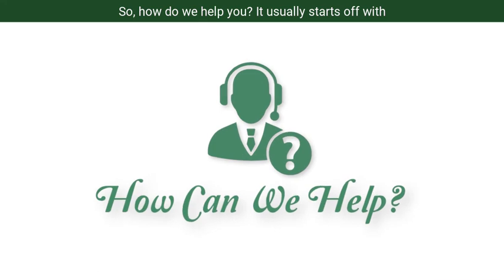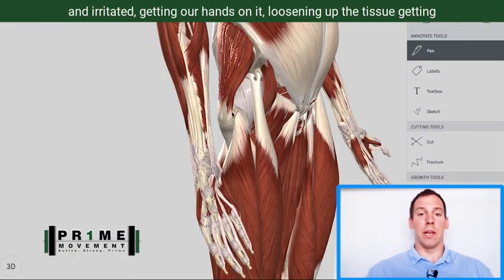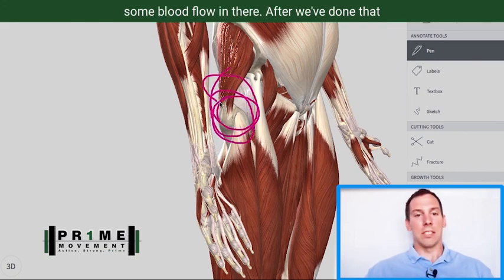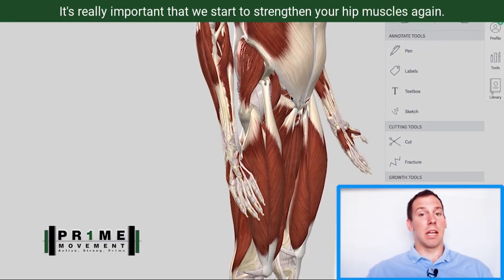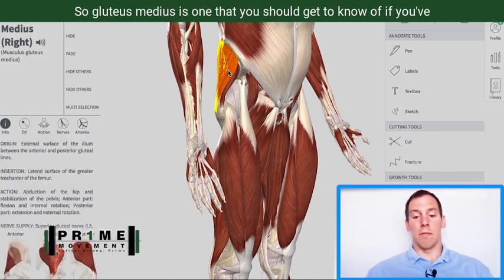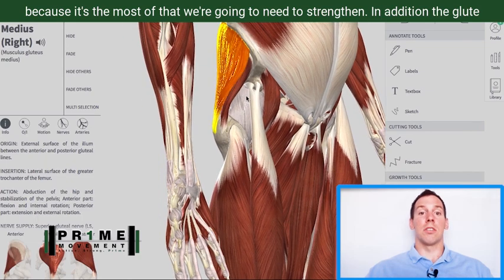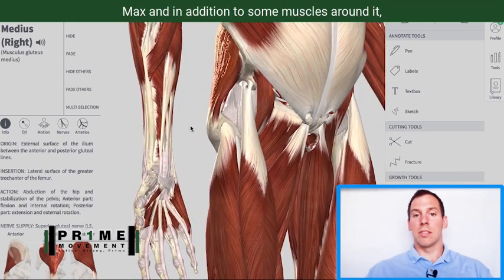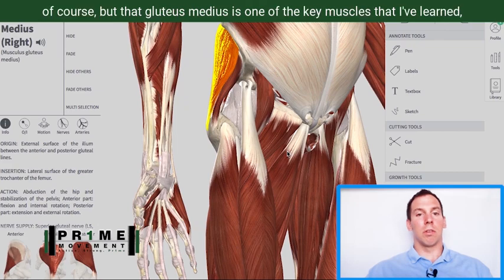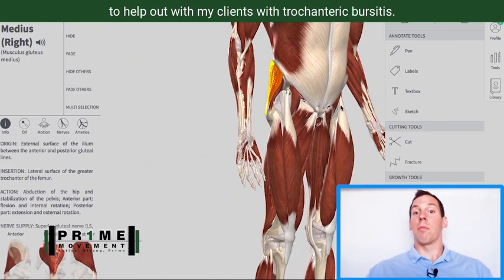So how do we help you? It usually starts out with, in the case of if you're inflamed and irritated, getting our hands on it, loosening up the tissue, getting some blood flow in there. After we've done that, it's really important that we start to strengthen your hip muscles again. So gluteus medius is one to get to know if you've dealt with trochanteric bursitis, because it's a muscle that we're going to need to strengthen. In addition to glute max, and in addition to some muscles around it, of course. But that gluteus medius is one of the key muscles that I've learned to help out with my clients with trochanteric bursitis.